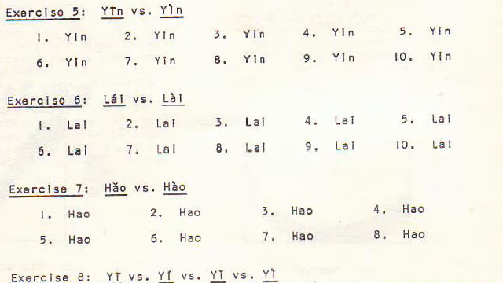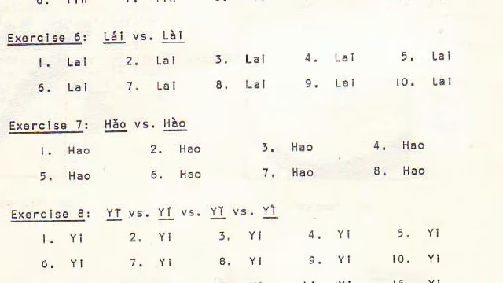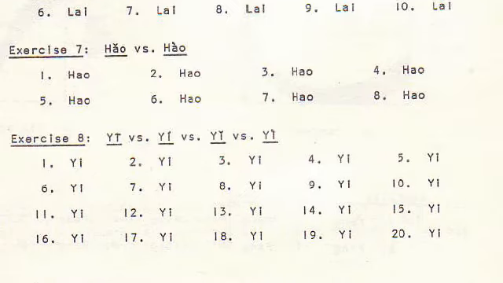Exercise 8 contrasts all four tones with the high tone surname yi, the rising tone surname yi, the low tone surname yi, and the falling tone surname yi. Fill in the appropriate tone marks and repeat. 1. 一 High. 2. 一 Rising. 3. 一 Low. 4. 一 Falling.